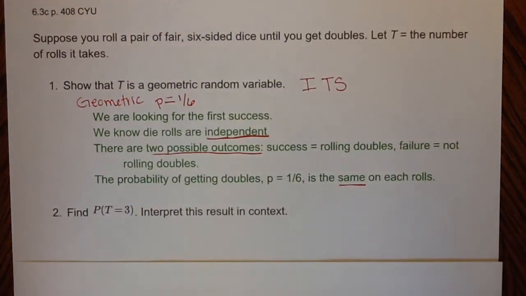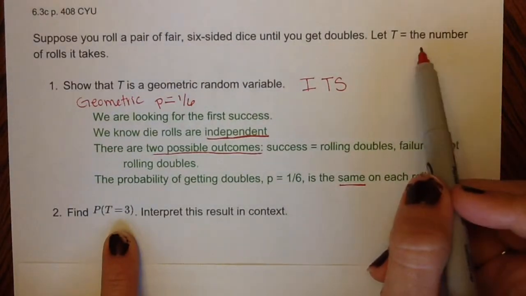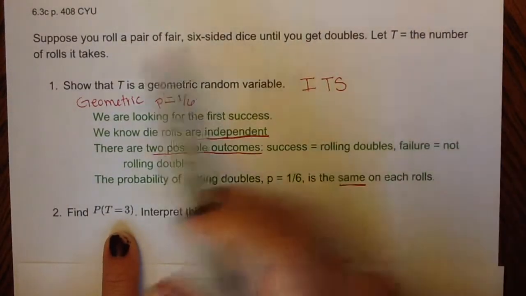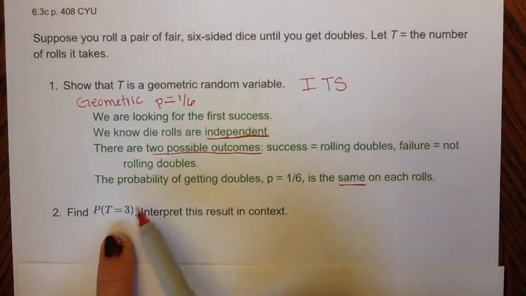So for number 2, it says to find P(t = 3) and interpret this result in context. For geometric, I highly suggest don't worry about calculations, don't worry about any kind of formulas or anything to memorize. Just think about what's happening. If t is going to equal 3, remember t is the number of rolls it takes, the number of rolls it takes to get a double.